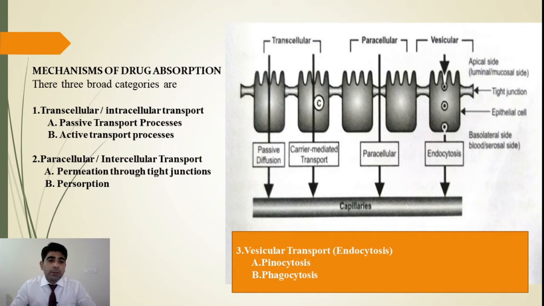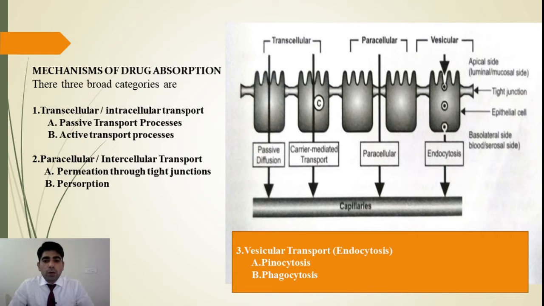So now we are coming to the second part of the mechanism or the transport, that is paracellular. As you can see in the diagram, in between the two cells, a few spaces are left. Got it? So the drug can also cross the membrane or reach from one side to the other side by these kinds of spaces available in the cells. So these are also called intercellular transport, and this kind of transportation is further divided into two types. One is the permeation through tight junctions, another one is the persorption.